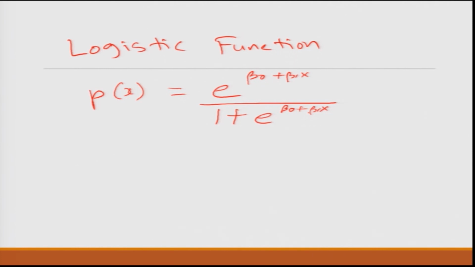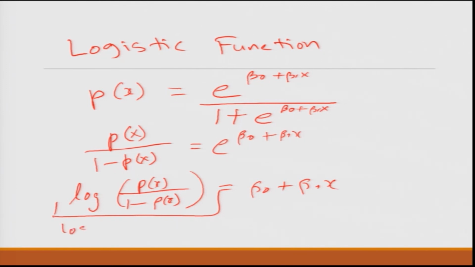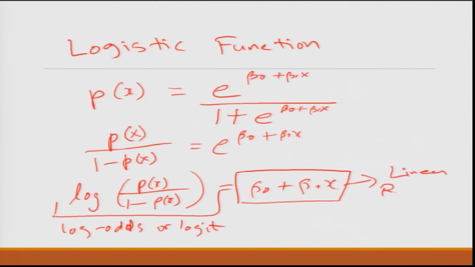If you do some elementary algebra, you will find that p(x) by 1 minus p(x) is equal to e to the power beta 0 plus beta 1 x. If you take the natural log of both sides, you will find log of p(x) by 1 minus p(x) is equal to beta 0 plus beta 1 x. So this particular term is called a log odds or logit function. This term, if you now note, is almost the same as that of linear regression. The y term is slightly different.